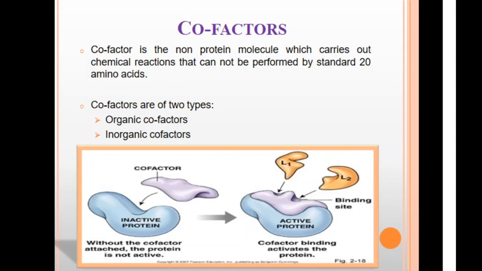Now, these cofactors and coenzymes, as you can see, they find a place to bind in the active site. So, they are not going to go and bind to some other place. They are going to be bound to the active site, the very area where the substrate comes and binds to the enzyme. So, without the cofactor, this proteinaceous molecule cannot behave like an enzyme.